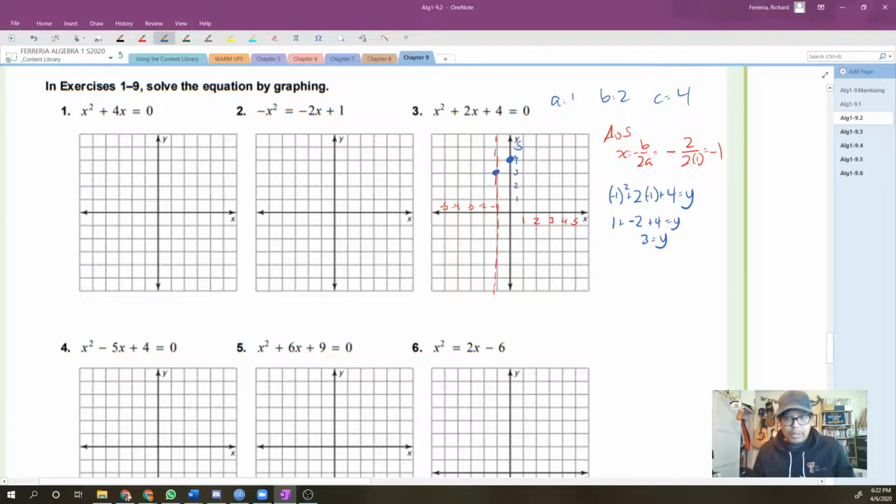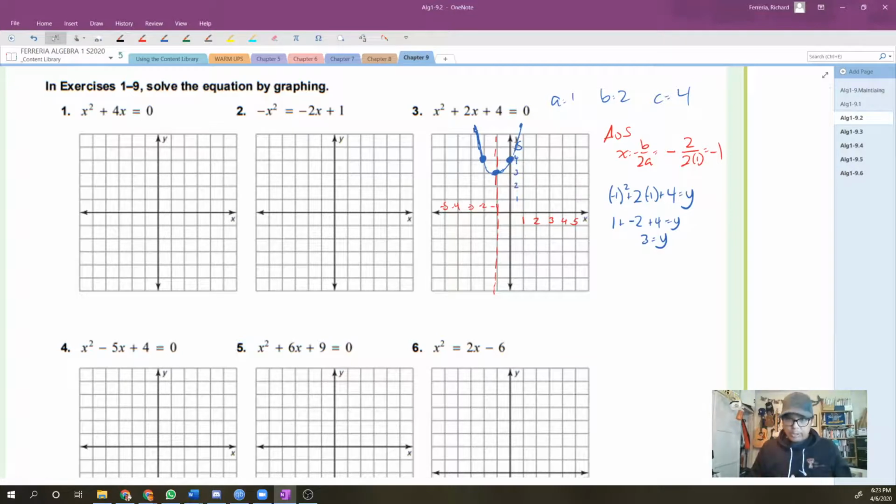We're going to use the y-intercept here to figure out a third point on the parabola. Since it is over 1 and up 1 from the vertex, I'm going to go over 1 and up 1 on the other side of the axis of symmetry. That gives me 3 points, and I'm ready to graph a parabola here. All right, not a big deal. I hope it's not a big deal.